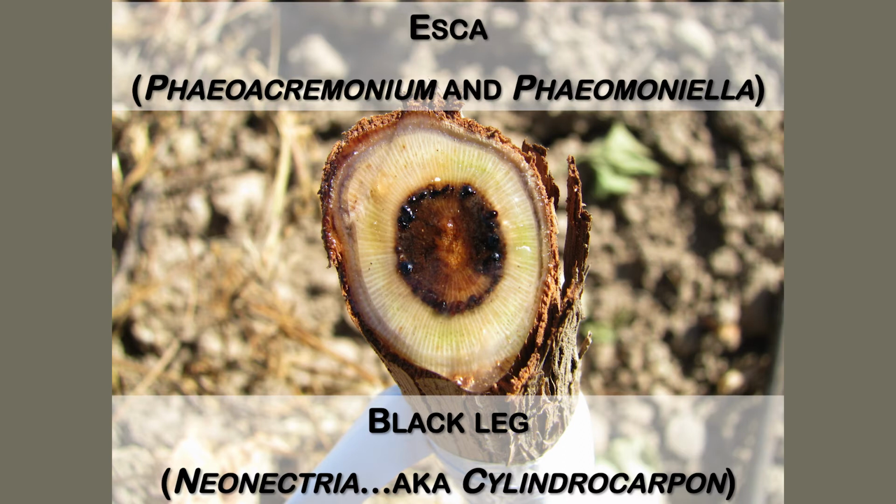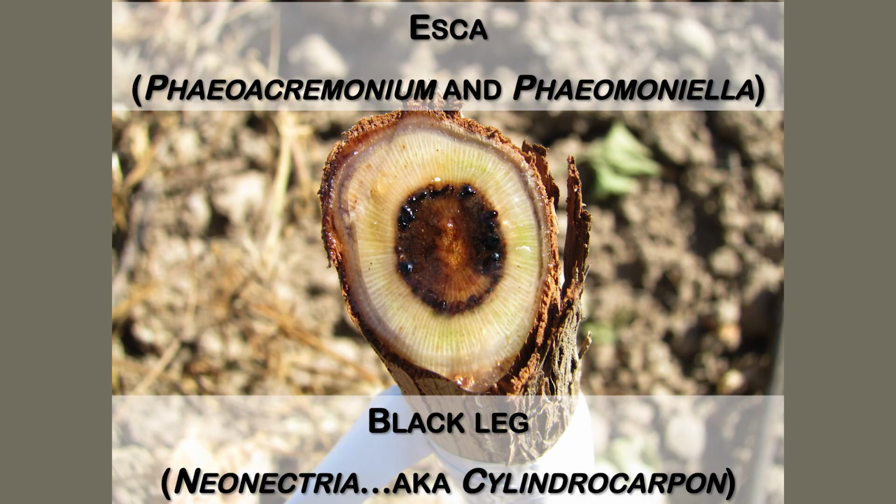The ESCA pathogens and also the blackleg pathogen have been found in nursery stock around the world. Not many studies have been done in California. Most of the work I'm talking about has been published in Europe. I put the names of the fungi here. You don't need to memorize them. They seem to change all the time, especially the blackleg pathogen. For many years, this was called cylindrocarpon root rot. Now it's neonectria. Anyways, it's the same fungus.